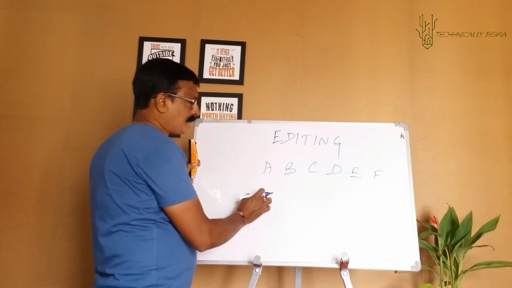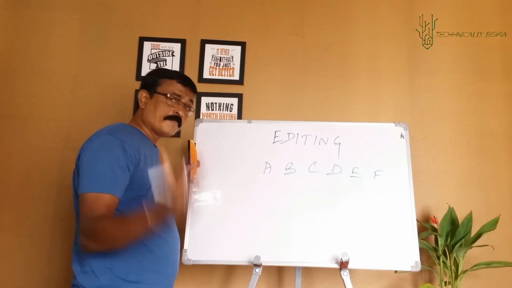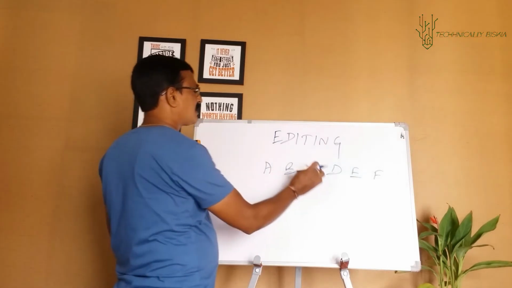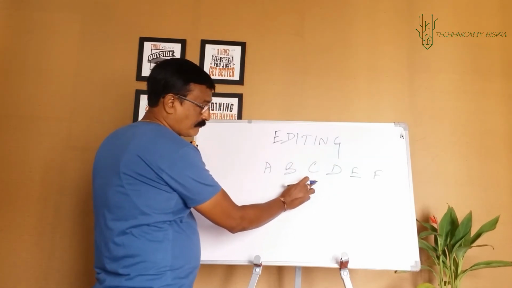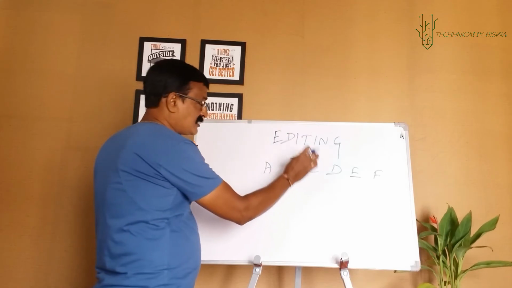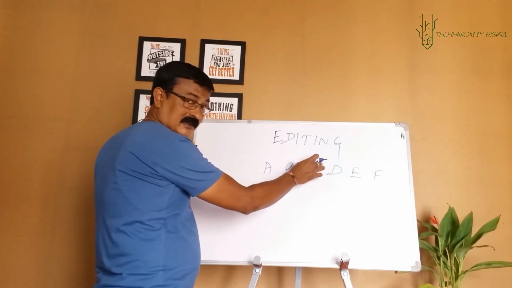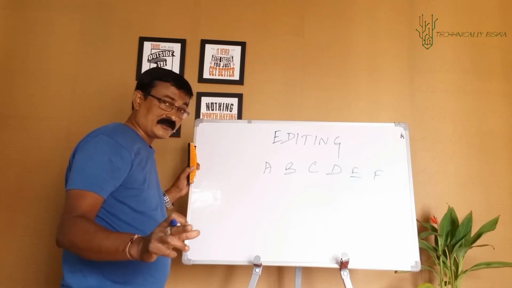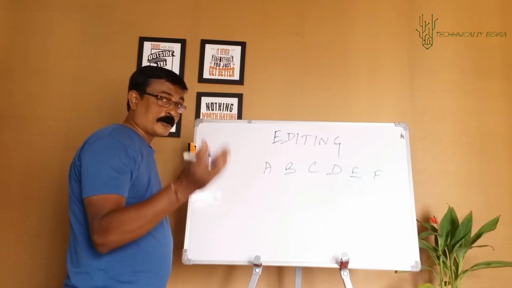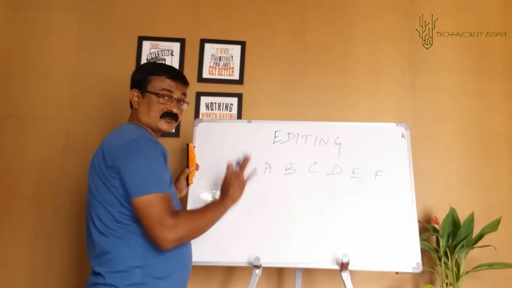Third character, pick up the third character, change it with X. So that means this is a simple editing. What do I need to do? I need to directly move to C. Got it? This character, put the file pointer over here, change this character and write it back as X. This whole process is one type of editing.